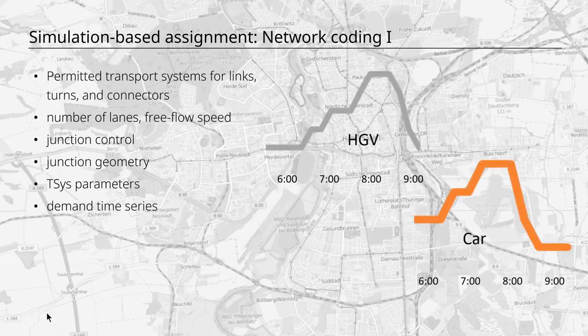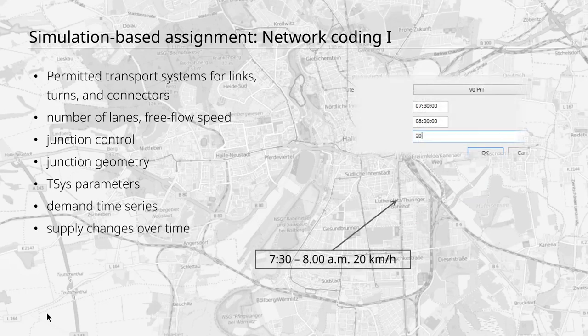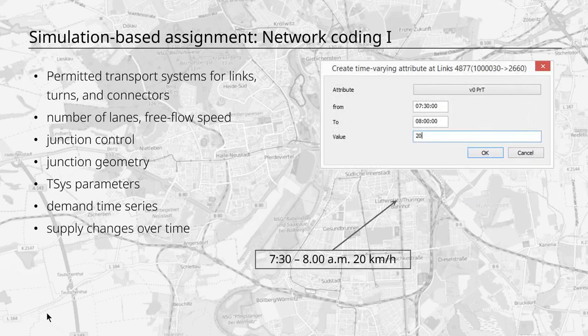Then the temporal distribution of demand can be modeled. This can either be done by a time series with percentages or a set of matrices with time information. The changes of the supply can be modeled. In this example, that is a speed reduction over some short period of time.